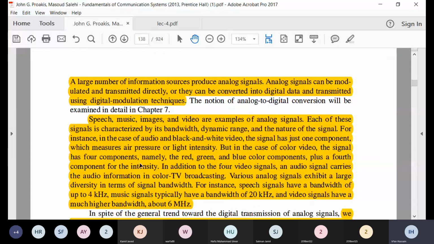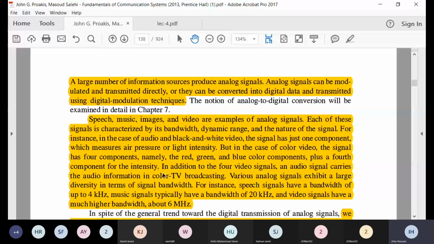We all know speech signals, as I am saying some speech, music signals, images and video. They are examples of analog signals, and each signal has its bandwidth, its range. For example, speech signal mostly is up to 4 kilohertz. Yes, speech signal is air pressure, and the video signal is some light intensity.